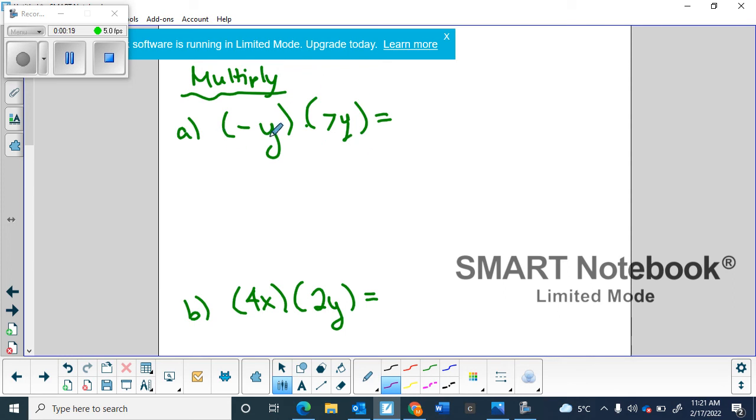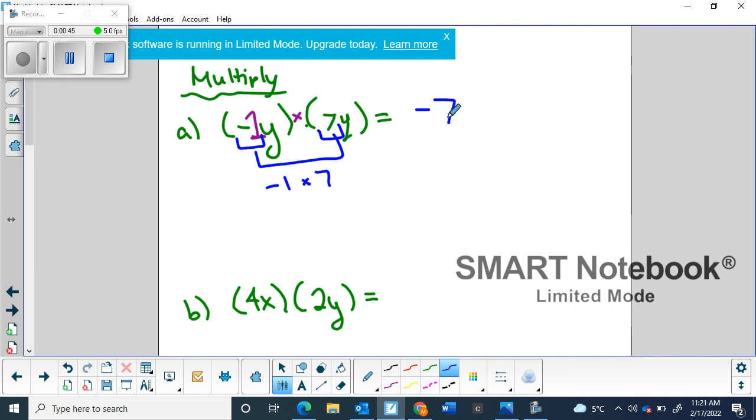First, I want to make sure there's a number in front of my variable, so it makes it a little bit easier. So this is negative 1y times 7y. That's what's happening. We're multiplying these terms. When I multiply, I take the coefficients, or the numbers, and multiply them by each other. So negative 1 times 7 is negative 7.